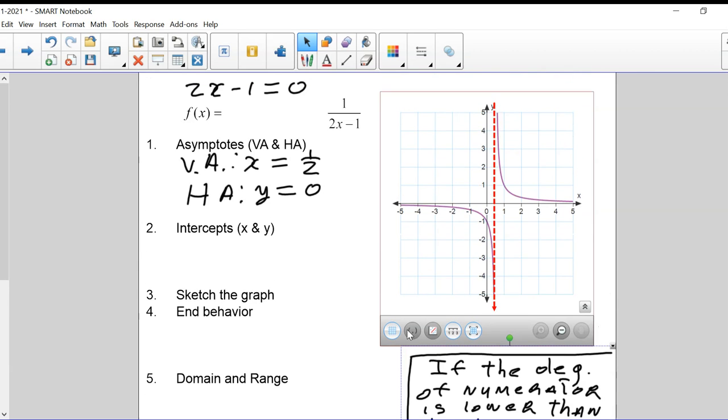Is that the case here? Yes, it is. What's the degree of this numerator? Can anybody help me with that? What's the degree of this numerator? 1 over 2x minus 1.